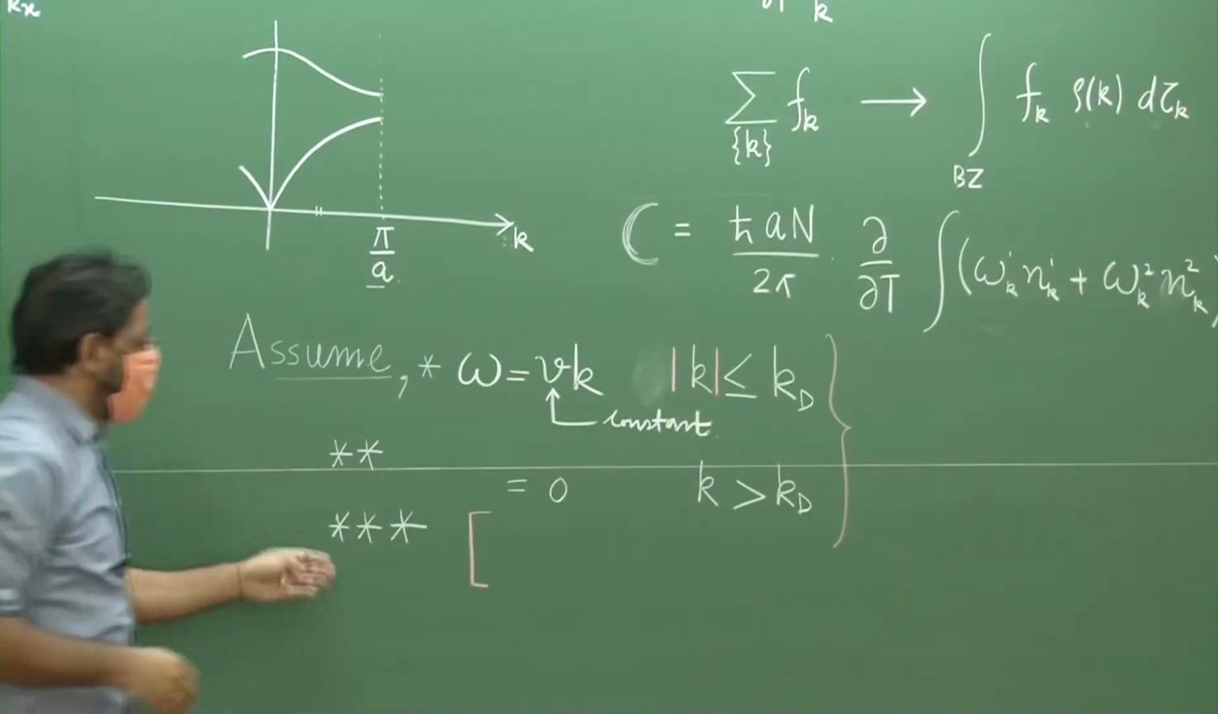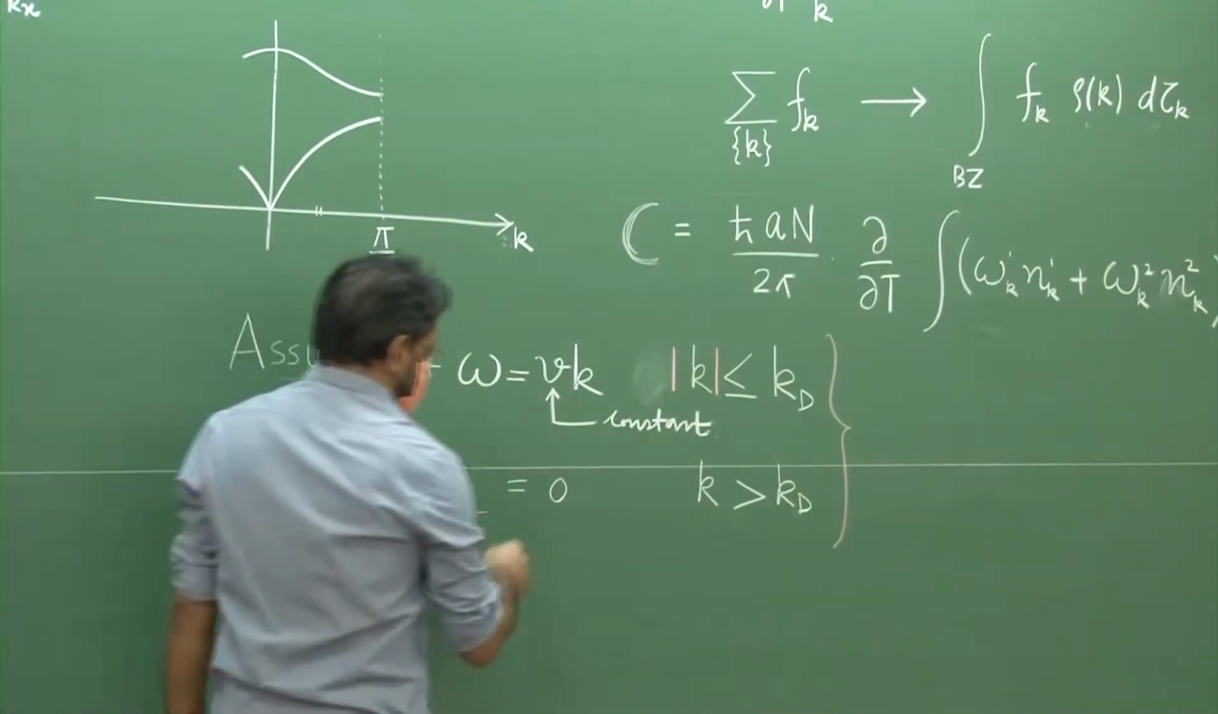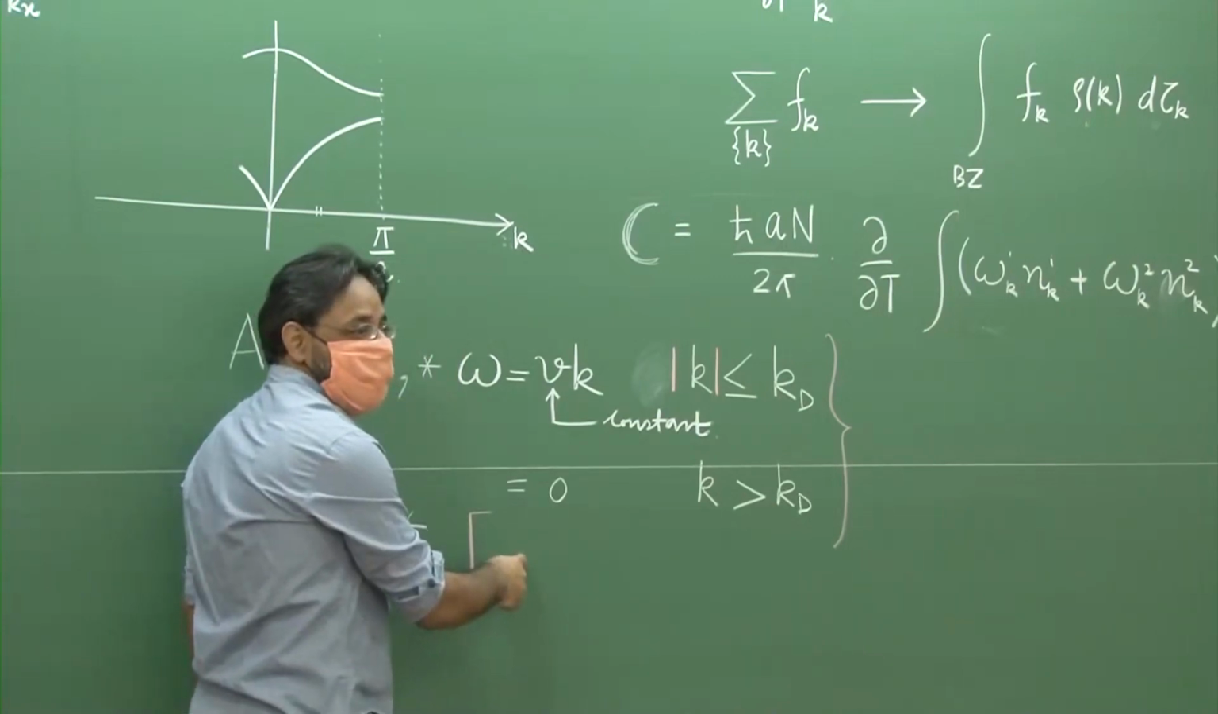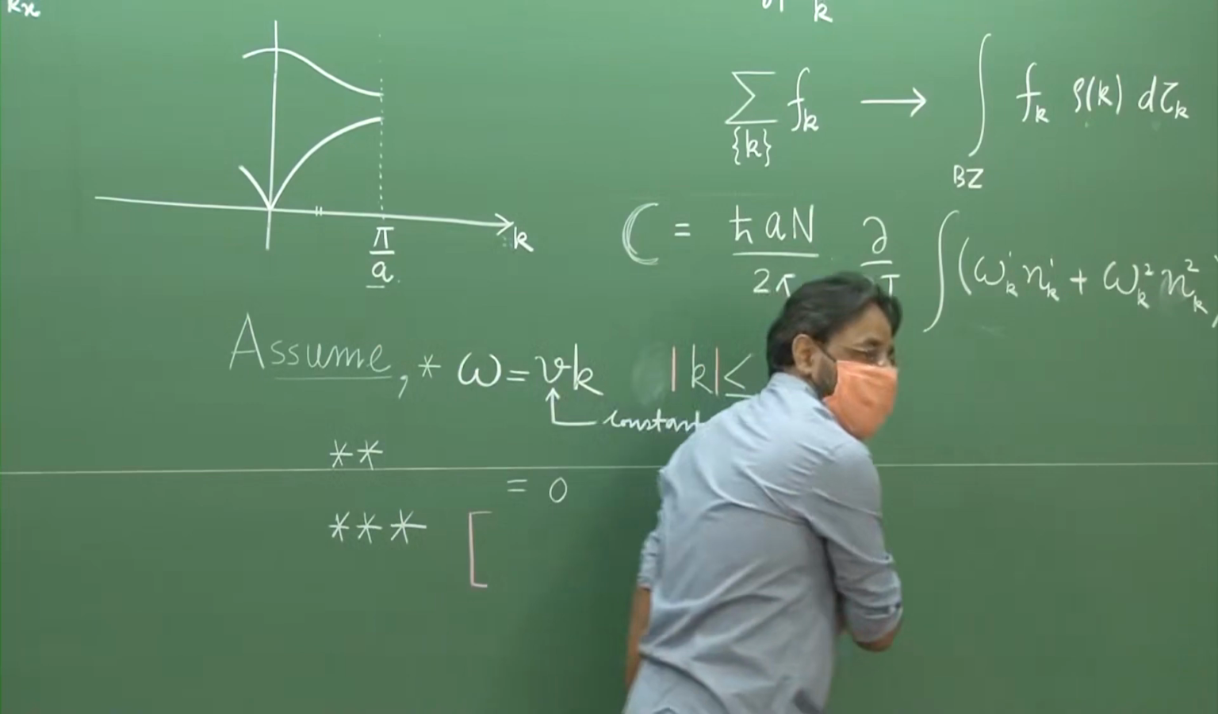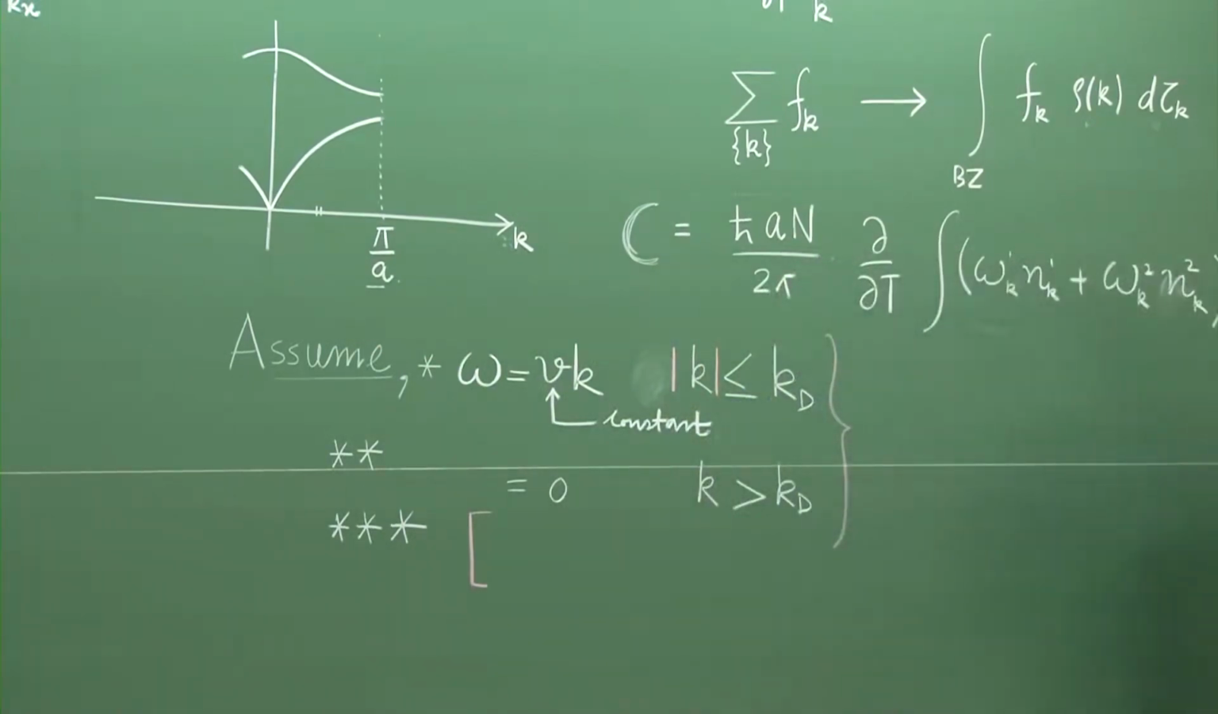So, how to find Kd? He said that the number of modes in the Debye zone should be equal to the number of modes in the Brillouin zone of the original problem, right. So, let me make the statement.